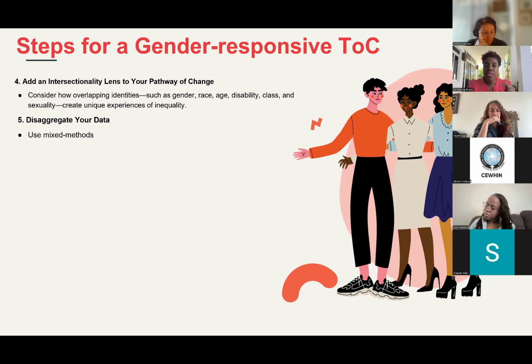I spoke on disaggregating your data already, using mixed methods, that is qualitative and quantitative. Quantitative gives you the numbers, 500 young, poor women are experiencing X, right? That's the data. And then the qualitative data will tell you about their subjective experiences. Also, use gender sensitive indicators.